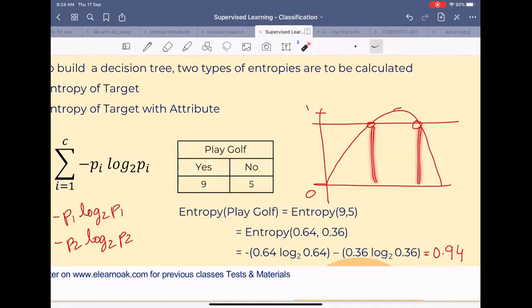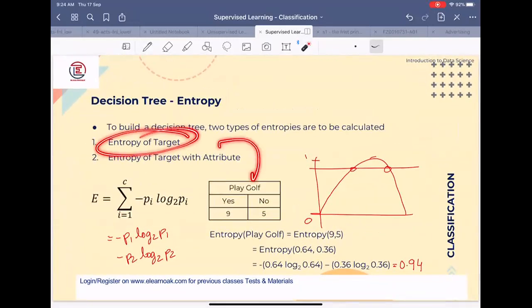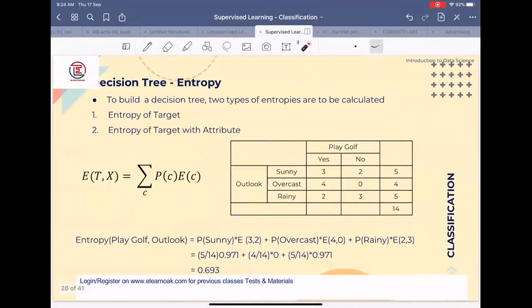Why are we somewhere on the upper end? Because we have a mixed box. Not all of them are yes, not all of them are no. We have 9 values of yes and 5 values of no, so we have a good representation of no. So we have disorder in the system, or our bucket or our subset is not pure. That is why we have a high entropy number. I hope you have understood what is the entropy of a target and how we can evaluate it. Let us go ahead and look at the second type of entropy, that is the entropy of the target with the attribute. Attribute is nothing but feature.